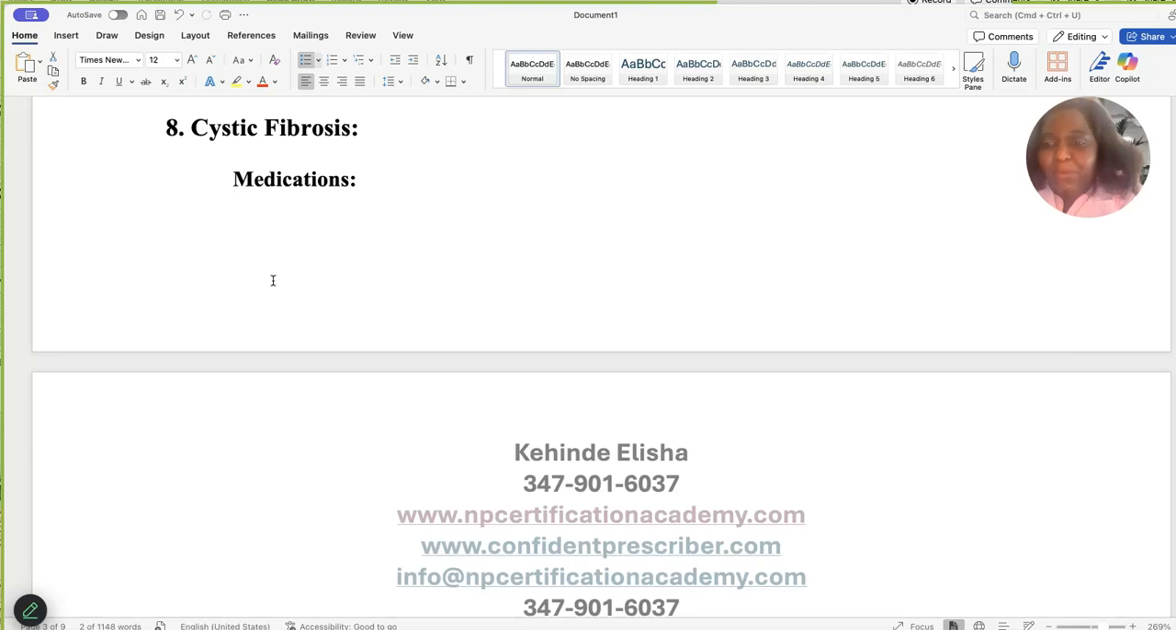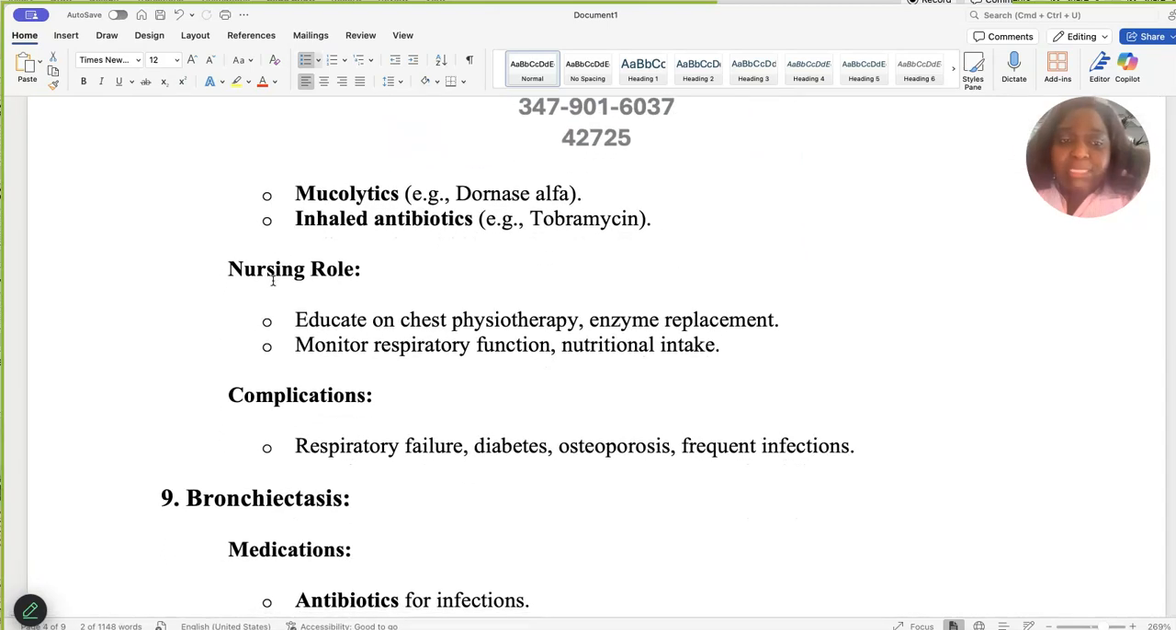The next patho that we're going to be talking about is cystic fibrosis. Cystic fibrosis, we know it's one of the lung diseases that we use mucolytics for, inhaled antibiotics like tobramycin.